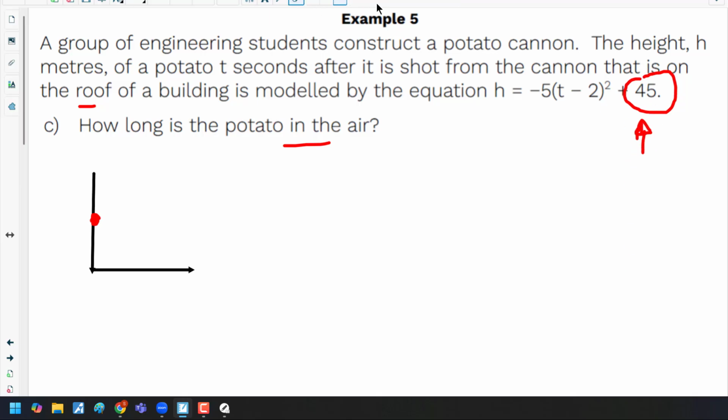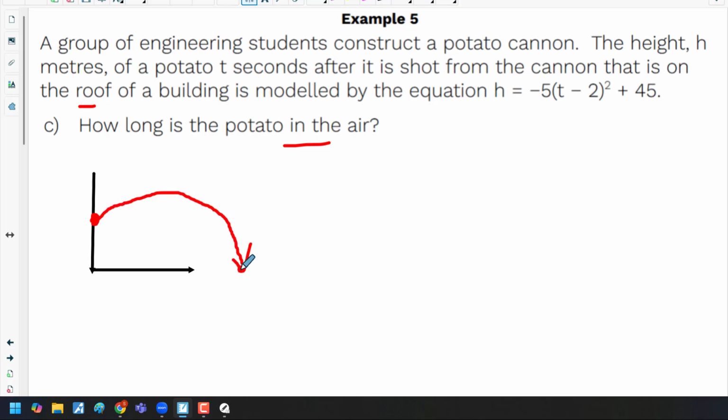I lied. Sorry. This is not standard form. Big mistake there. I apologize. This is the maximum height because this is in vertex form. Had it been in standard form, your C value would have been the initial height. So we don't know what the initial height is. Doesn't really matter. That's not what the question is asking us.